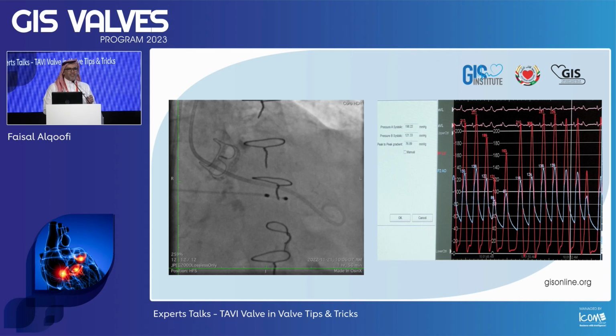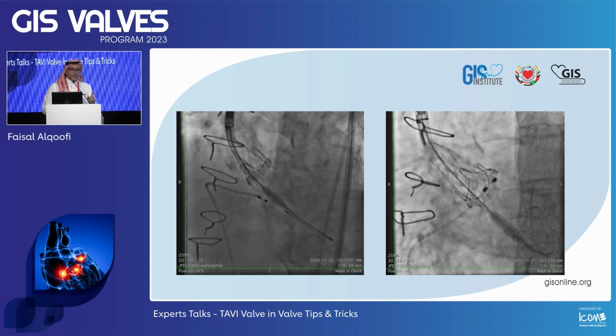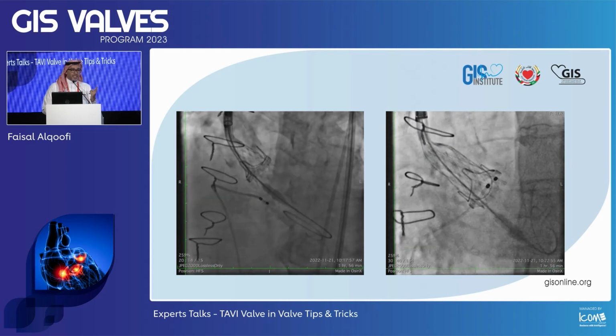So crossing the valve, the peak gradient was 76. We tried to deploy the valve. I decided not to protect, based on the VTC and the fact there is a LIMA.